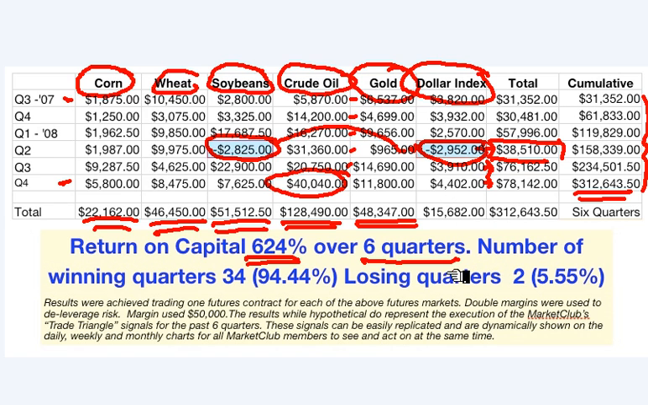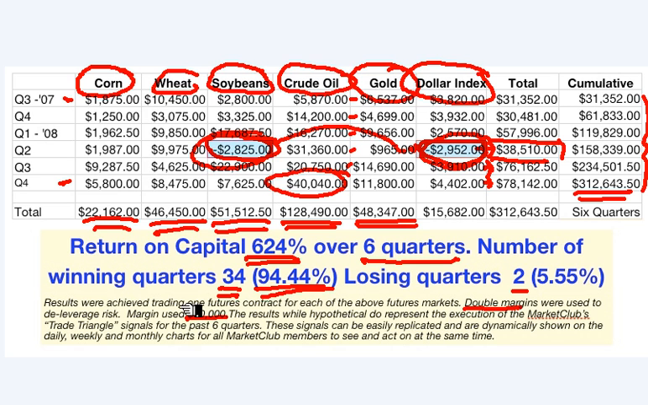So the number of winning quarters was 34, and how we progressed that was basically starting with 6 quarters, 6 markets, that's 36. We made money 34 times out of that, which is 94.44% correct, and we had just 2 losing quarters, which were here and here, these two quarters right here. So they were the only two losses, and that represents a very small 5.5% losing quarters. So the results are, I think, outstanding. We were trading double margins, which is right here, and we put up $50,000.